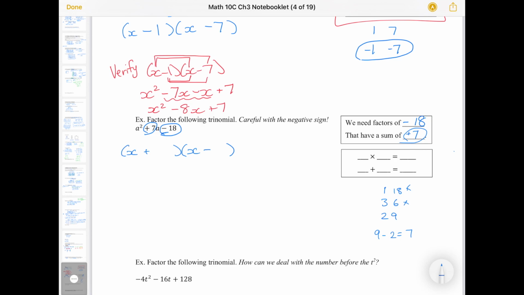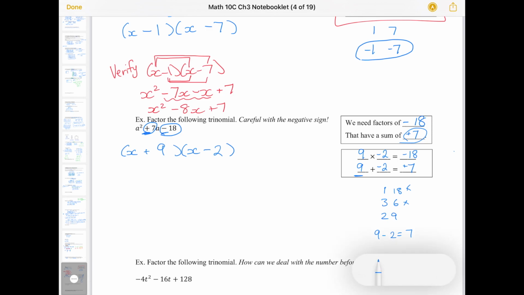So what that means, right, 9 times negative 2 is negative 18. And 9 plus negative 2 is plus 7. Right, a bit of a hint or a trick is if my b value is positive, my bigger factor, so in this case the 9, is going to be positive as well. So I have x plus 9 times x minus 2.